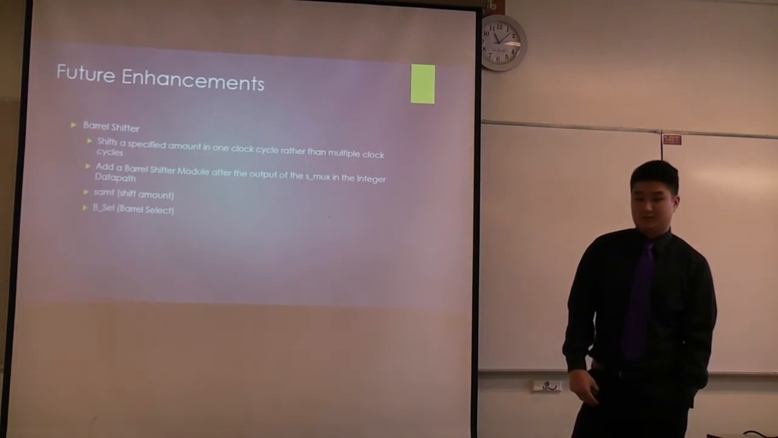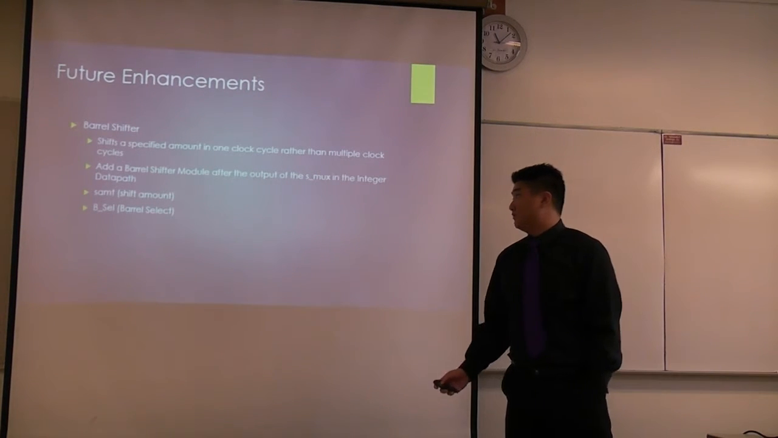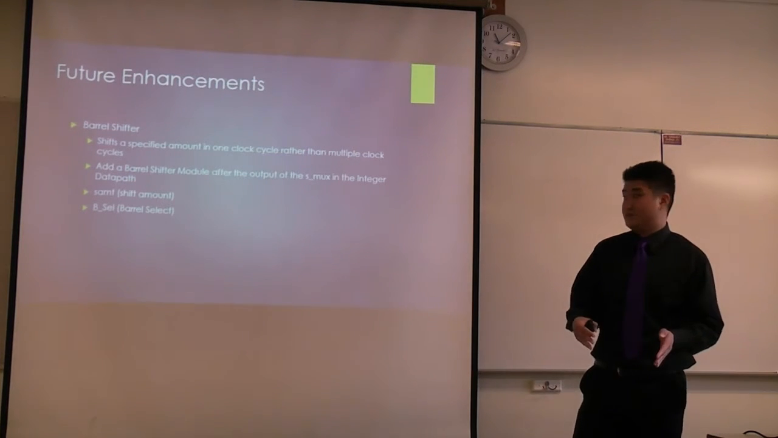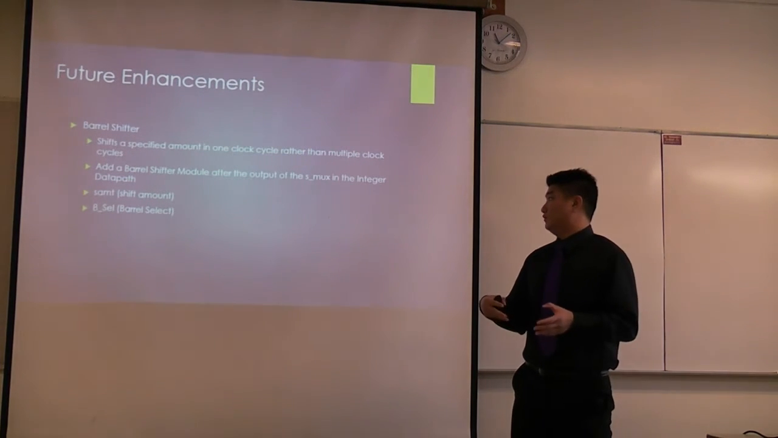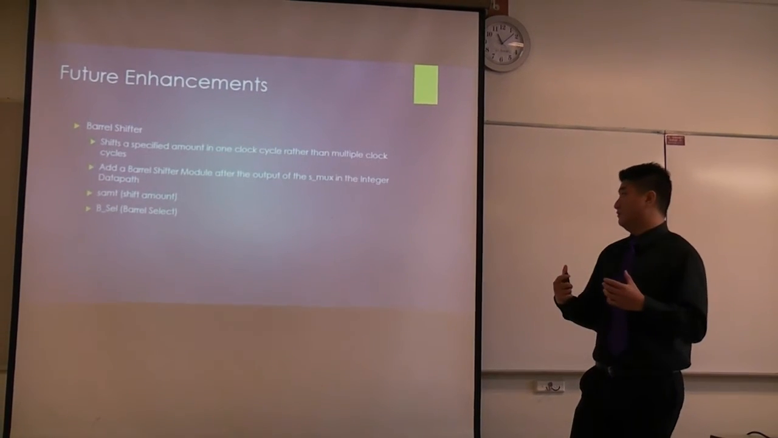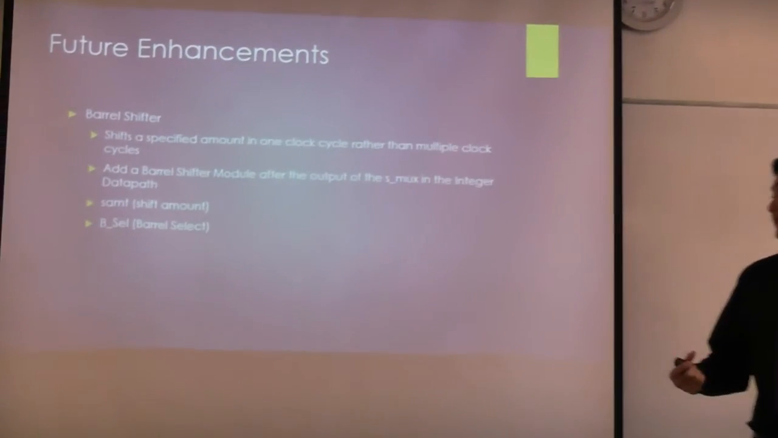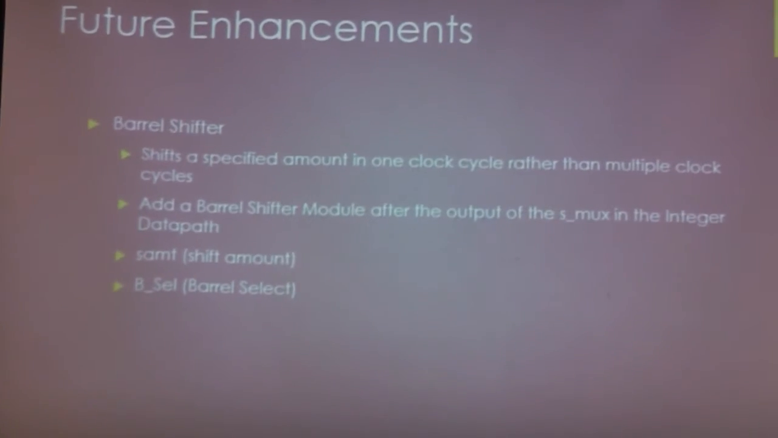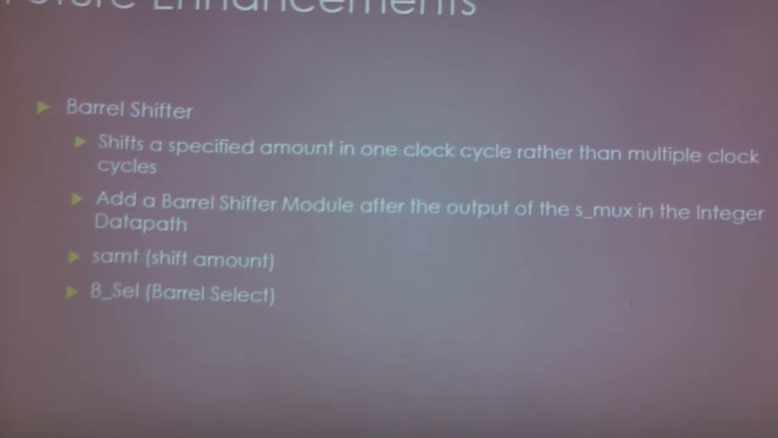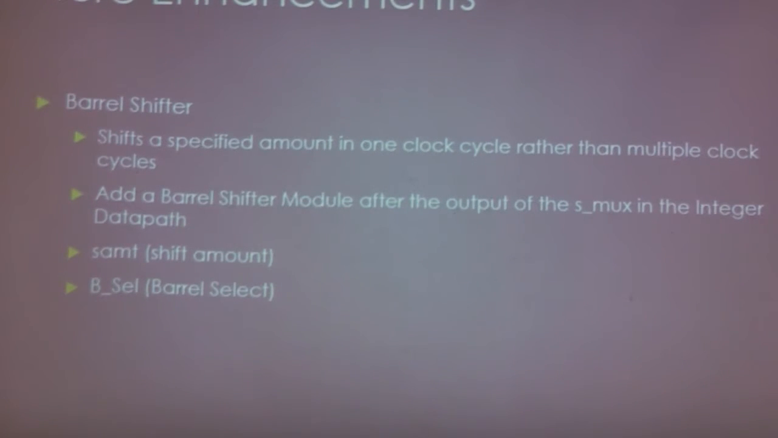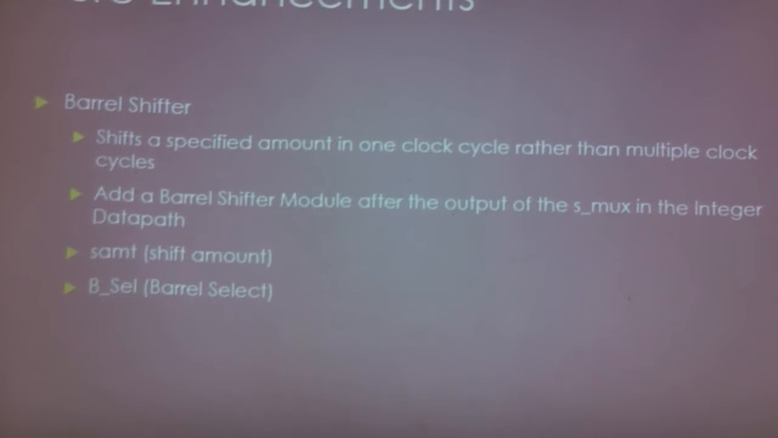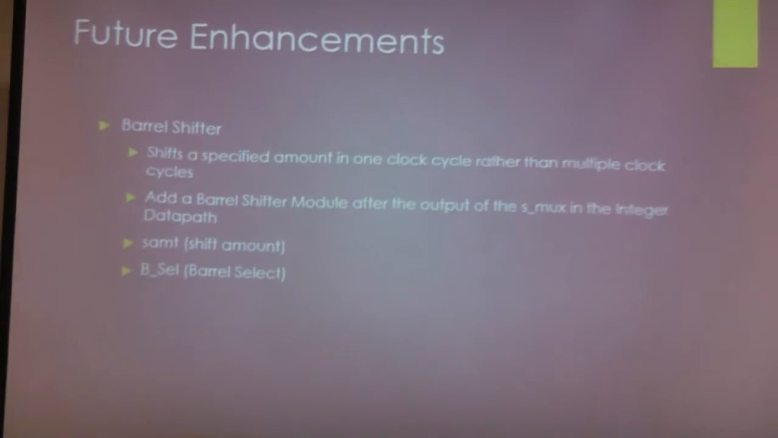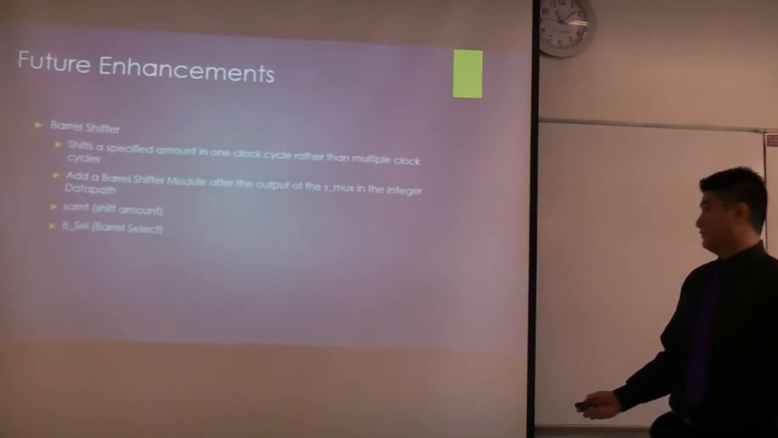For future enhancements, I wanted to implement the barrel shifter, which shifts a specific amount in one clock cycle rather than shifting over multiple clock cycles. I wanted to add the barrel shifter module after the output of XMUX in the integer data path. And then also utilize a shift amount, which will determine how many times it'll shift, and the barrel select, which will determine what type of shift or rotate you do.